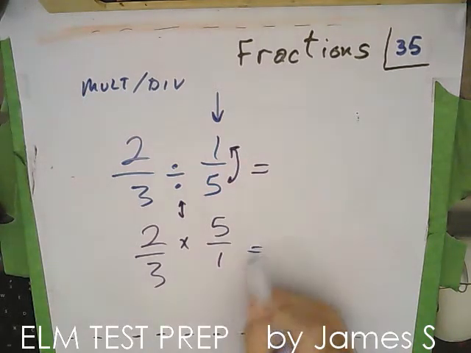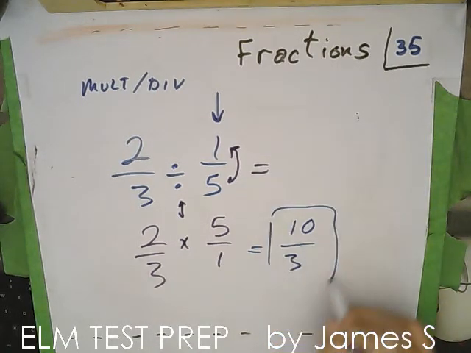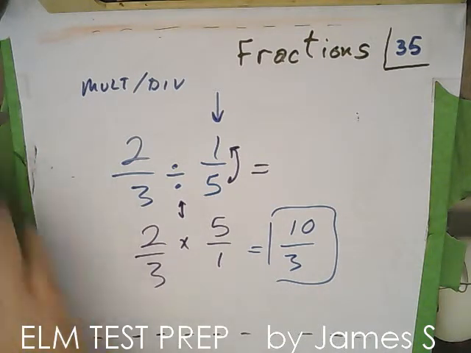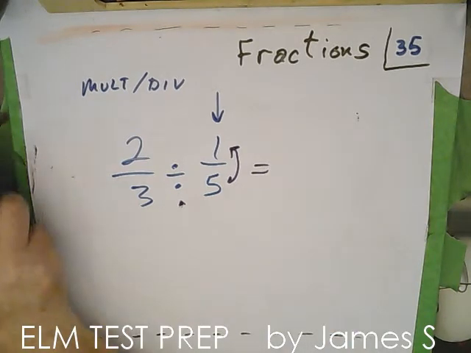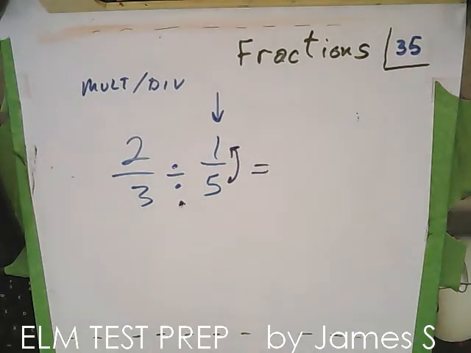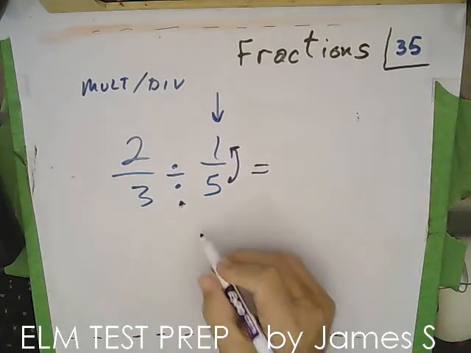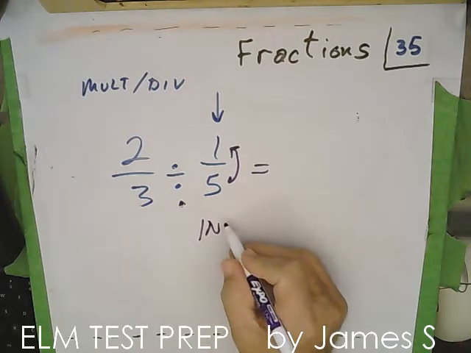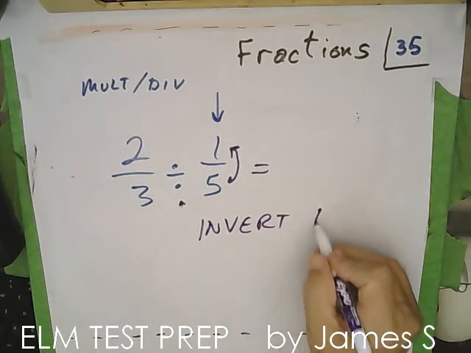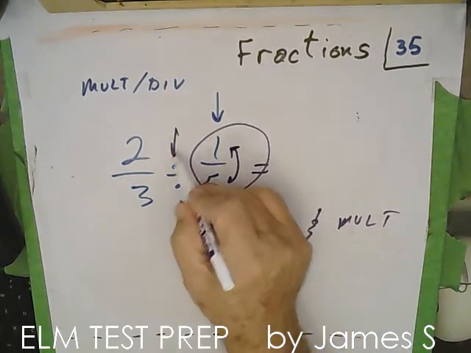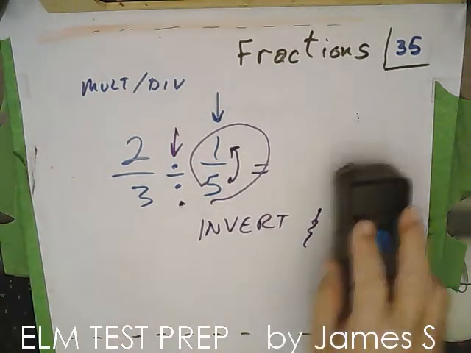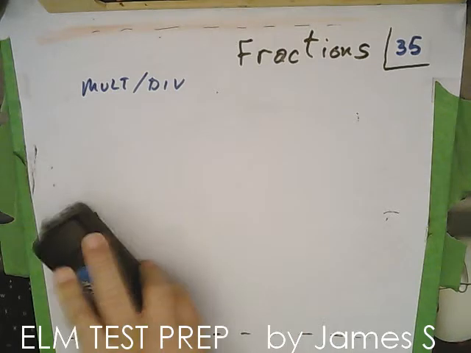Now I'm back to just plain multiplication. 2 times 5 is 10, 3 times 1 is 3, and I have my answer. So when I divide, there's an intermediate step here. And this is sort of a shortcut, but it works fairly straightforward. And when you divide by fractions, you just have to remember invert and multiply. So I'm going to invert this part and then multiply the two of them together. Well, since multiplication is just top to top, that makes it fairly easy.